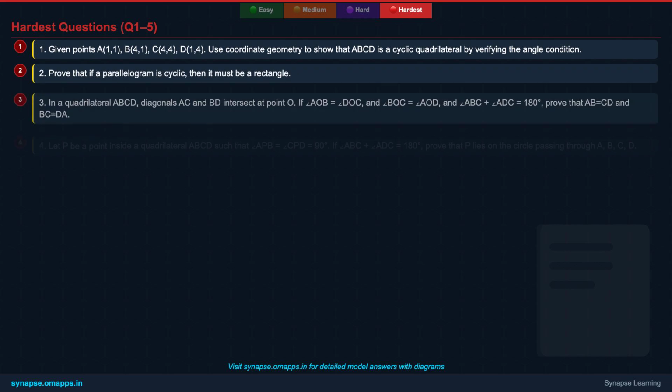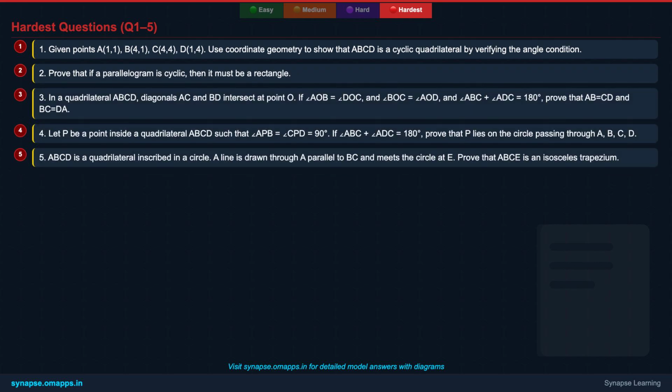Now, for the ultimate challenge. Here are the first 5 problems designed to test your deepest understanding of the converse theorem and its applications. These questions require critical thinking, combining concepts, and sometimes even a touch of coordinate geometry. Read each problem carefully, visualize the scenario, and apply all the knowledge you've gained. Don't be afraid to try different approaches. Pause the video, dedicate your full attention to these, and we'll continue with the next set shortly.